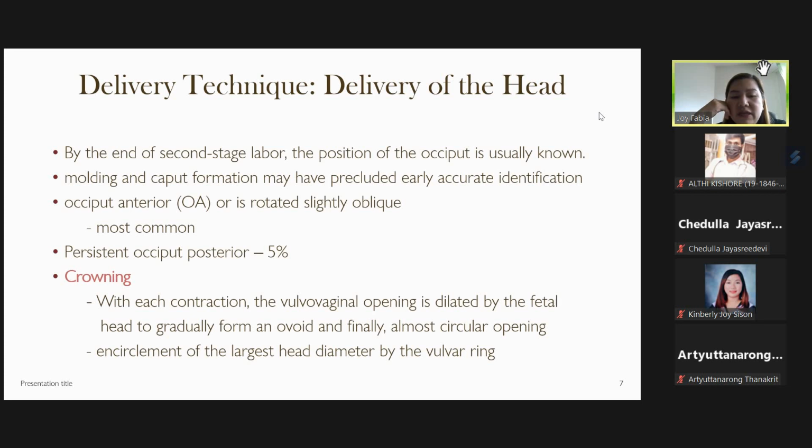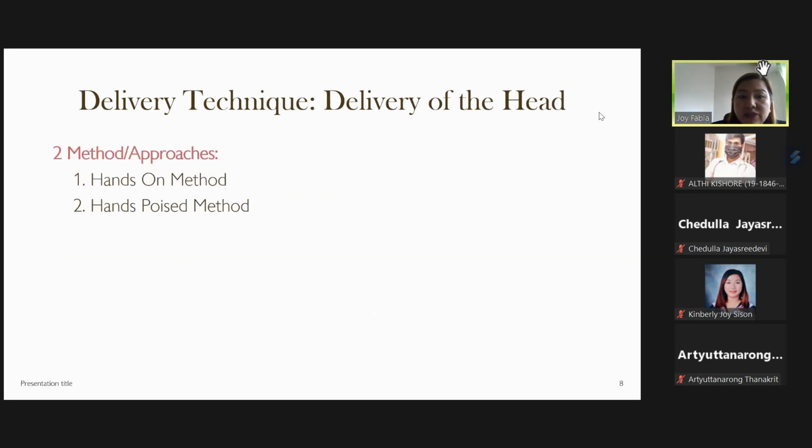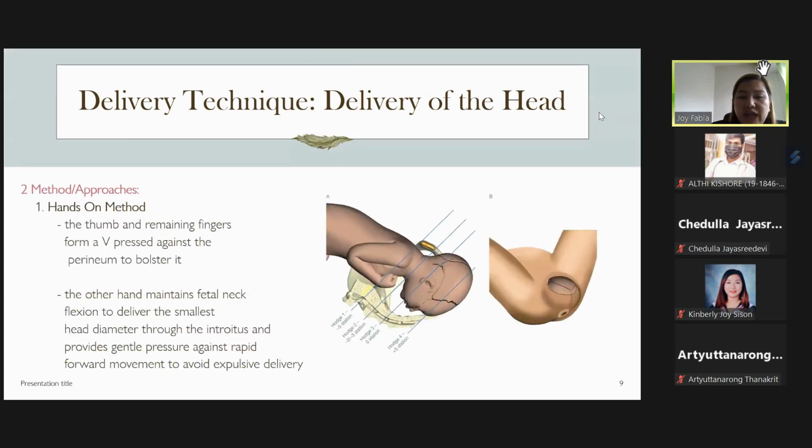This is the encirclement of the largest head diameter by the vulvar ring. So we have two methods or approaches in delivering the head of the baby: the hands-on method and the hands-poised method. In the hands-on method, the thumb and remaining fingers are usually used to form a V pressed against the perineum to bolster it.